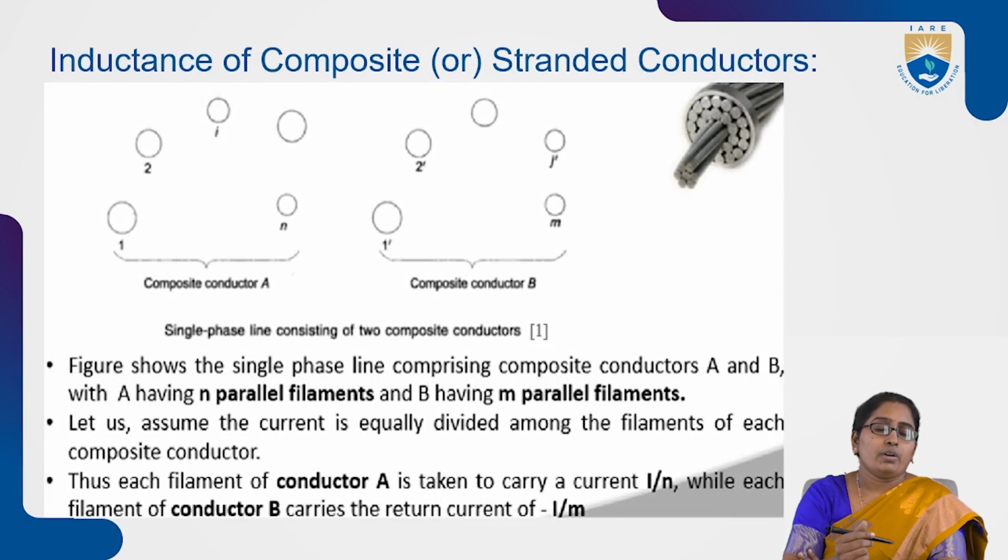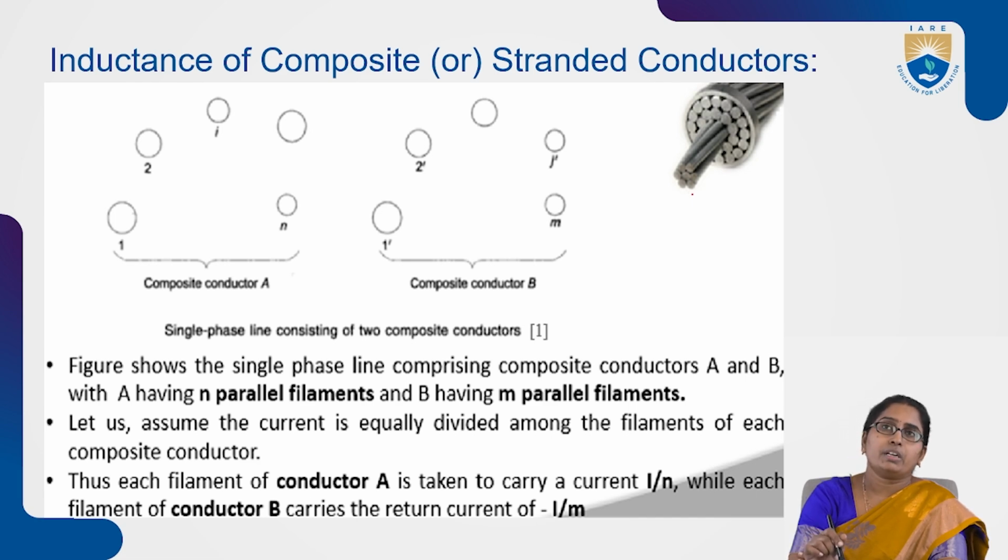Now we'll see the inductance of a composite conductor. Composite conductor means a stranded conductor. So what is the inductance? How to calculate the inductance? Previously we have seen it for a single conductor. If there is a single conductor, we have seen the derivation of the expression. Now for a stranded conductor, what is the expression?